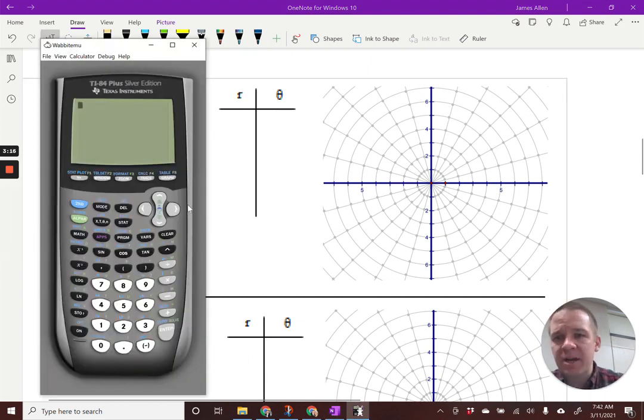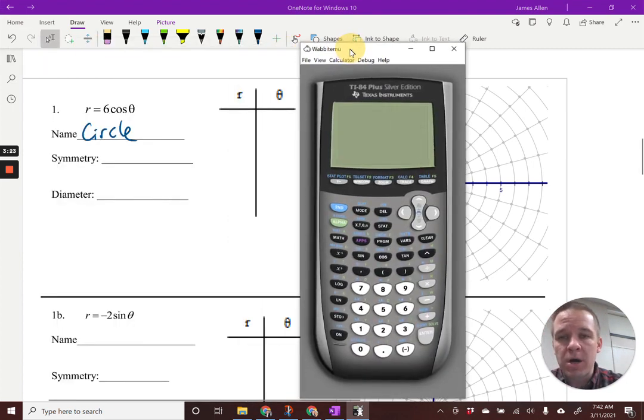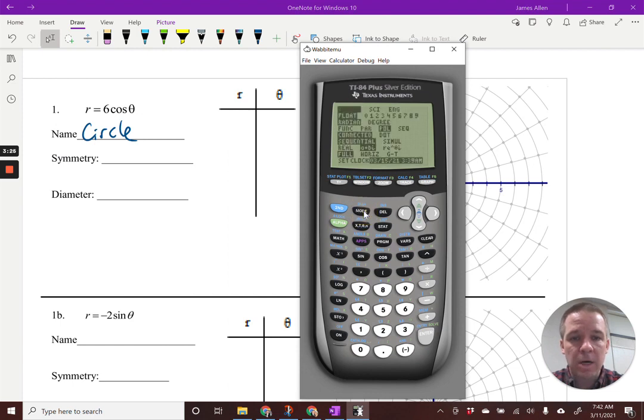All right, so we got my TI-84 Plus Silver Edition emulator here. Now, the first thing we're going to want to do is switch our mode. Okay, so if I click Mode, and I scroll down here, normally we would be in just Function, FUNC. We want to arrow over to Polar. Boom, there we go. All right, I was already in Polar because I was messing with it. Cool. So I've got Polar.